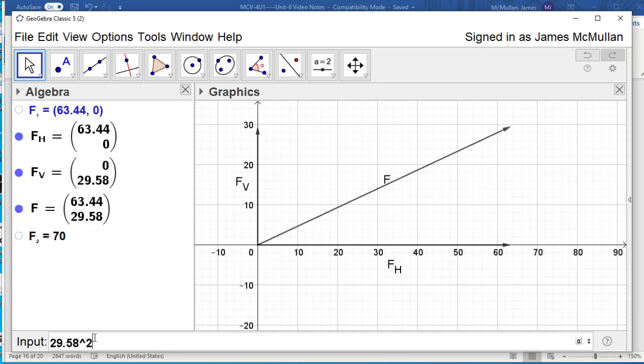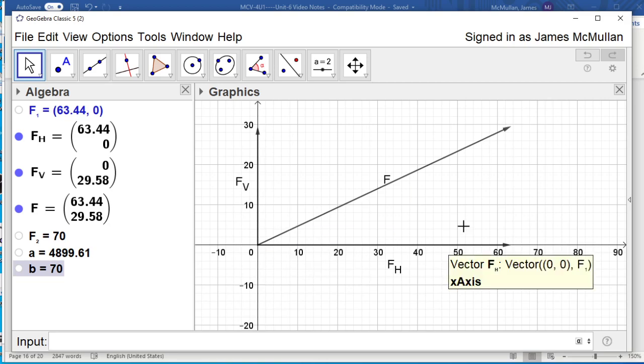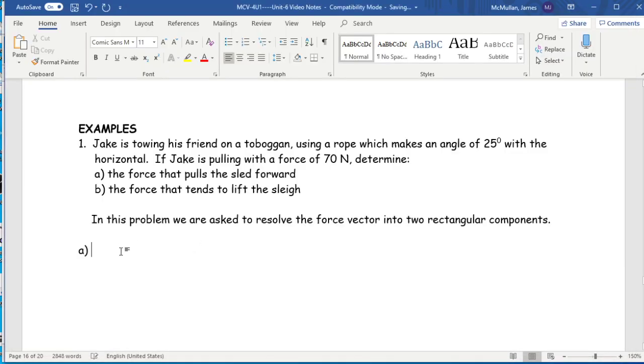If I do that, plus 63.44 squared, I'm going to get a number that is very close to 70 squared, right? So this is a really good one to go through. It's not hard, but it kind of helps you understand what the different things are doing here. So the sled is being pulled forward by a force of 63.44 newtons. And again, where do we get that from? It's 70 times cos of 25.